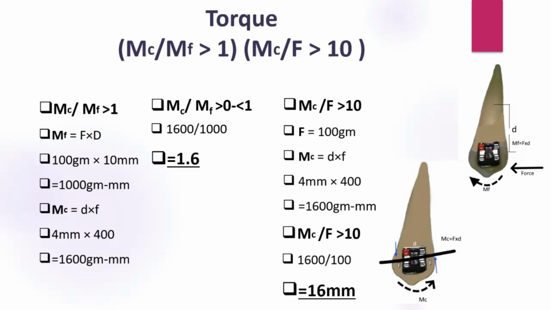The difference between moment of couple to moment of force and moment of couple to force here is that in moment of couple to force there is no distance, and that's why it is giving a different value. I hope this presentation would be helpful for you.